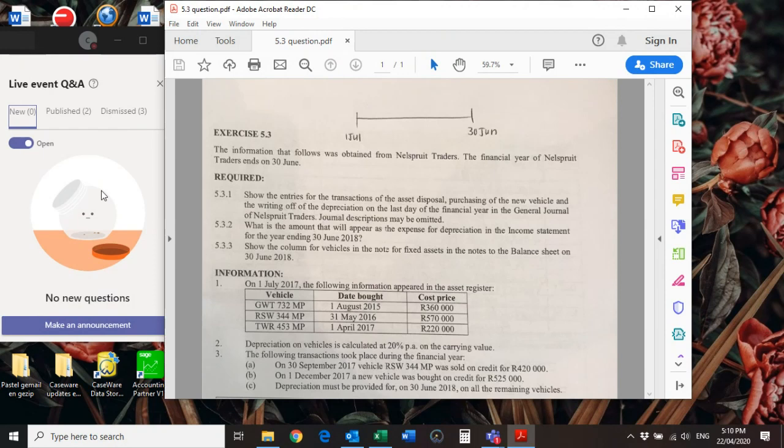of September. Then on 1 December 2017, a new vehicle was bought on credit for 525. So then we see there was a new vehicle. Can you see there was an additional one to these 3? Obviously, I disposed of that, so by the end of the year, I still have my 3. Now it says just provide for the depreciation. So let's go have a look.